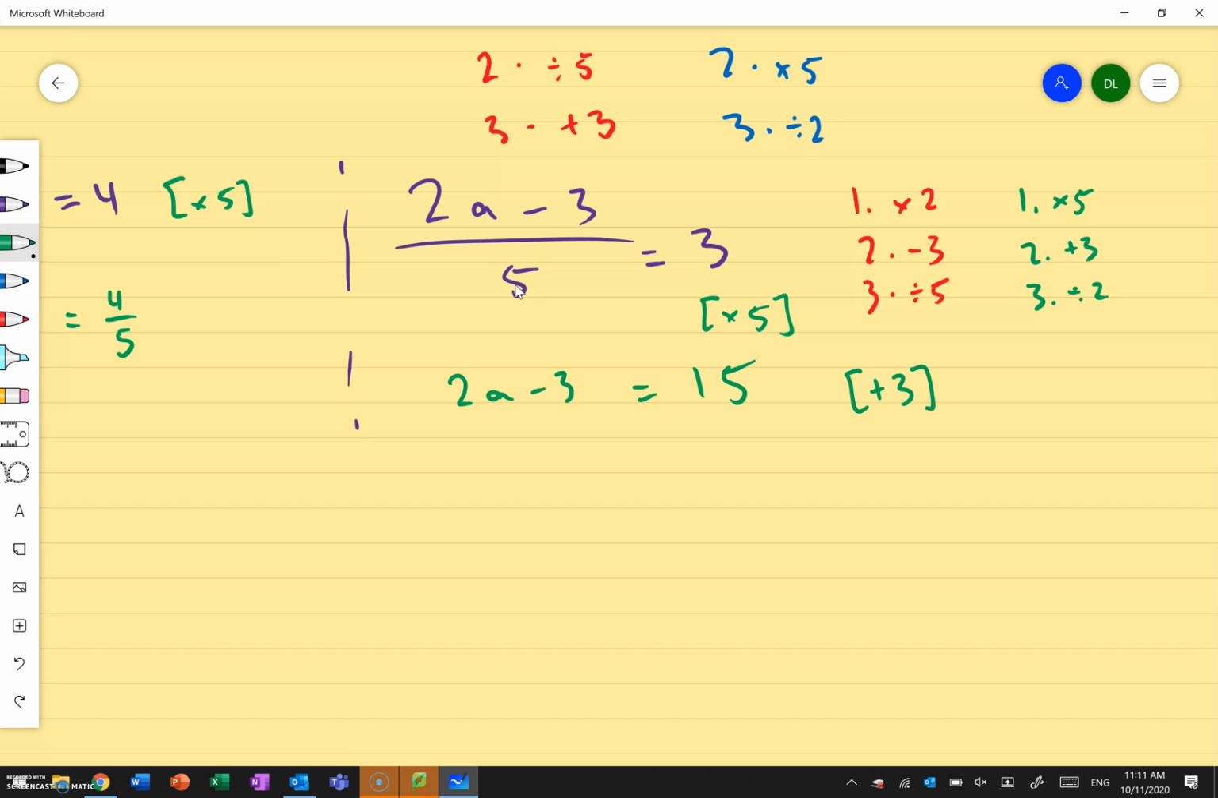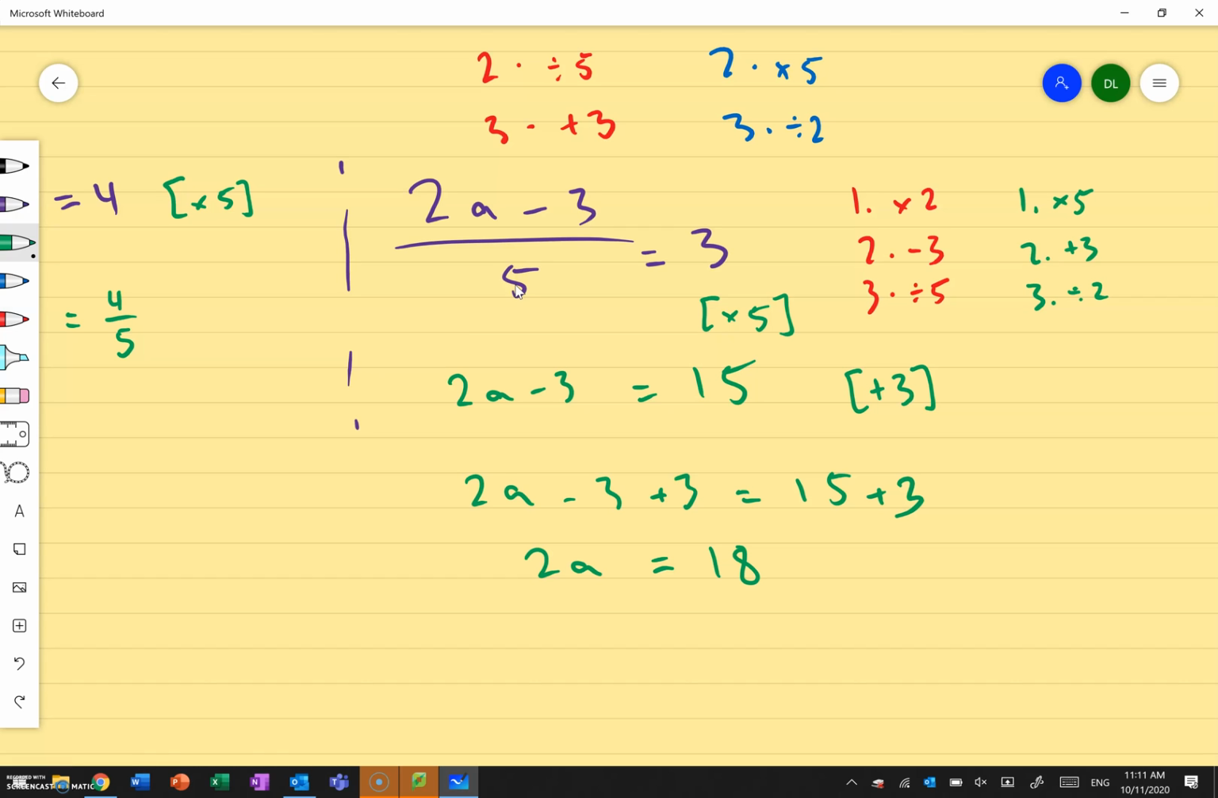So I'm going to plus 3 there. So I end up with 2a. If it's minus 3 plus 3, what do I get? Nothing. So we just keep it as 2a. If I was to write it out, I could go like this. On this side, I get 15 plus 3. So 2a minus 3 plus 3 is just 2a. 15 plus 3 is 18. Good.